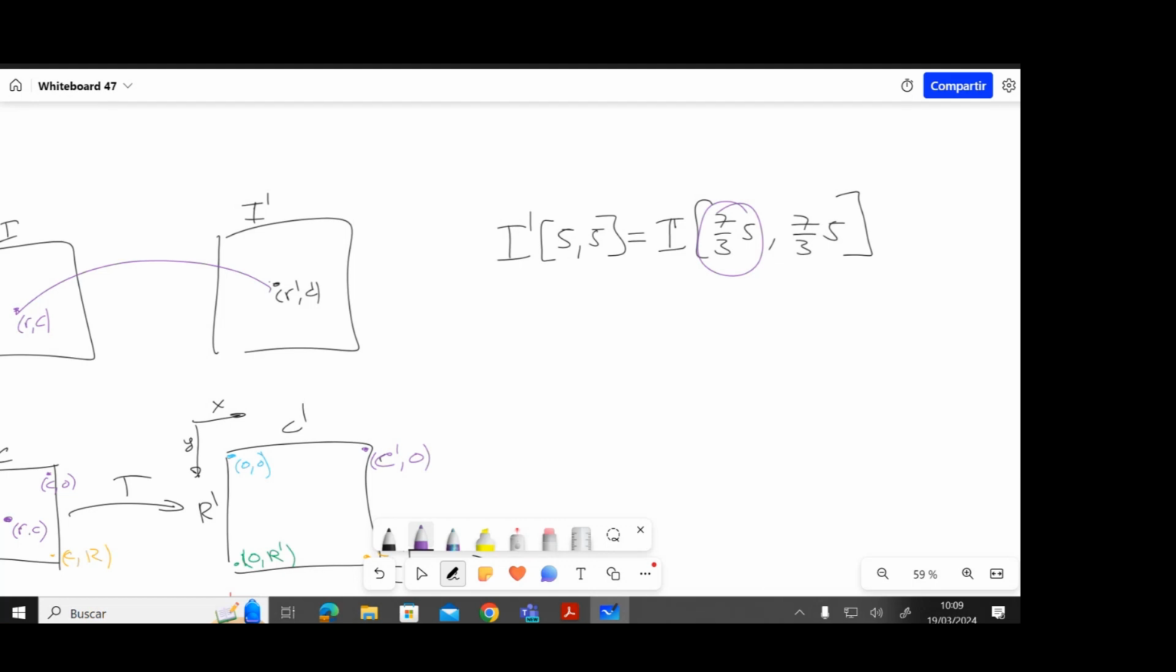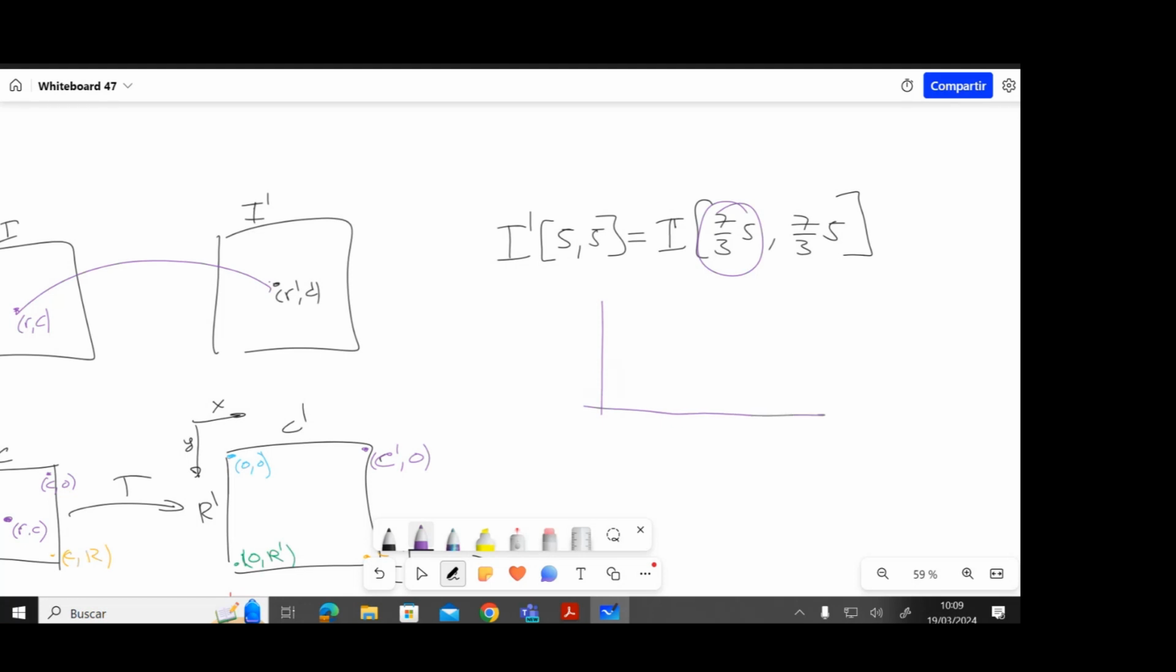So I want to produce the output image at the location 5,5. My scaling factor is 7/3. Then I simply have to copy I at this location. Do I have this value? I don't have it, because it is a non-integer value.